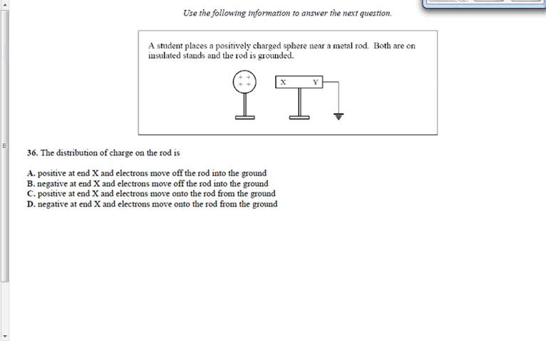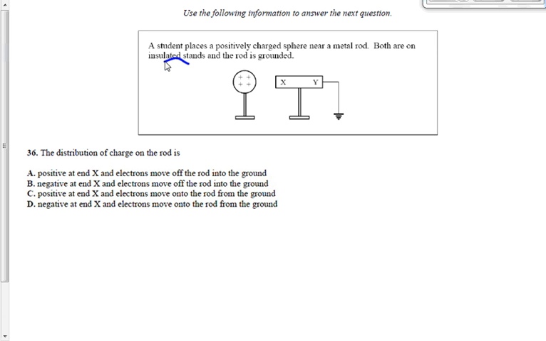Let's take a look here, everyone. It says a student places a positively charged sphere near a metal rod. Okay, metal rod's a conductor, so electrons can transfer if they have to. Both are on insulated stands, and the rod is grounded. They're telling us that they're on insulated stands so that we know there's no transfer of electrons this way. Although side Y is grounded here, so it is attached to the ground there. Provides a path for electrons to go one way or the other.